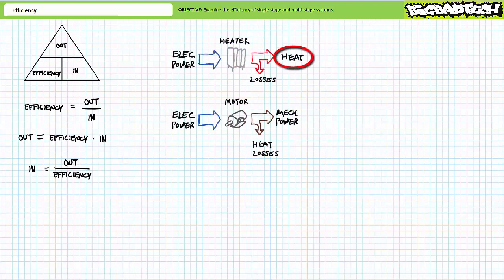For example, heat is the intended useful output of a heater, whereas a motor, with the intended purpose of producing rotational mechanical power, any heat produced due to inefficiencies would be considered a loss. Let's try some simple illustrated examples of efficiency calculations.